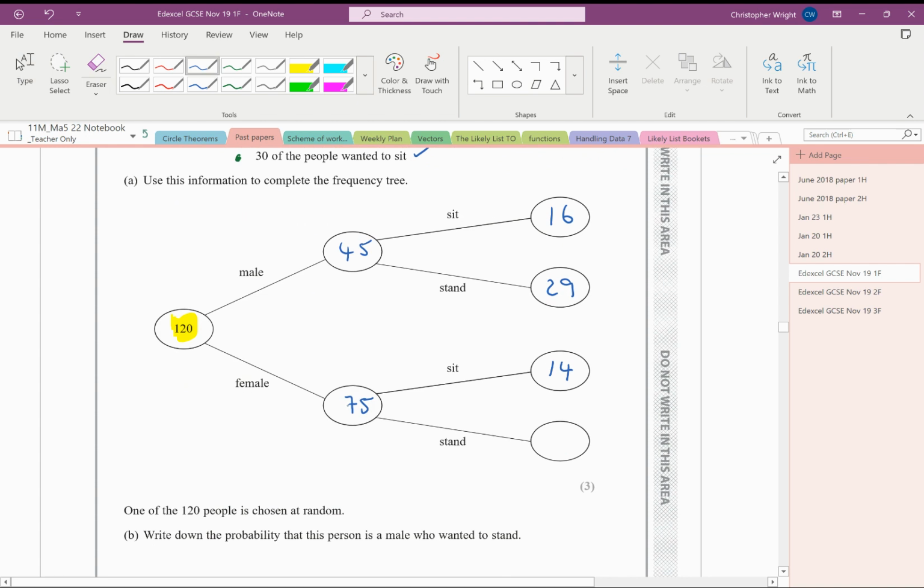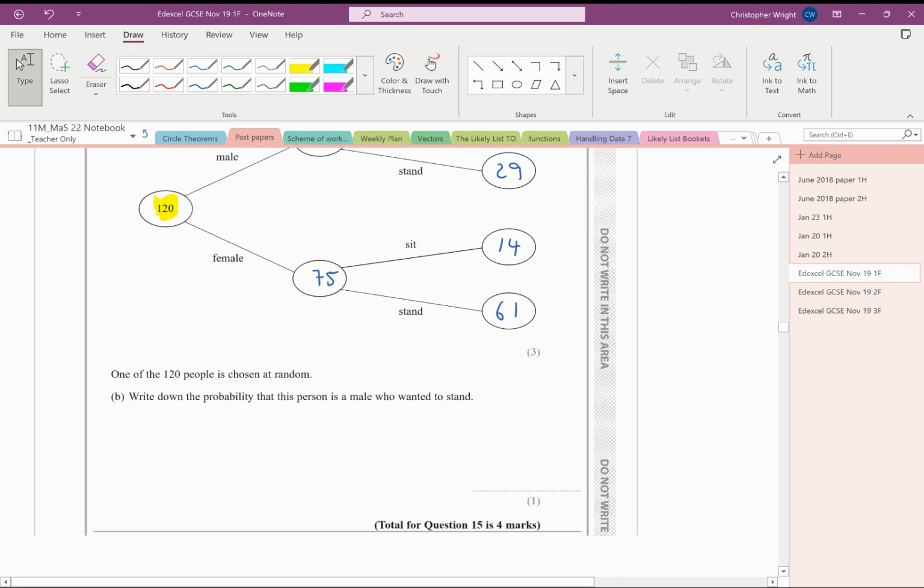Well, there are 75 females. 14 of them want to sit. So 61 of them must want to stand. So that is my frequency tree filled in.